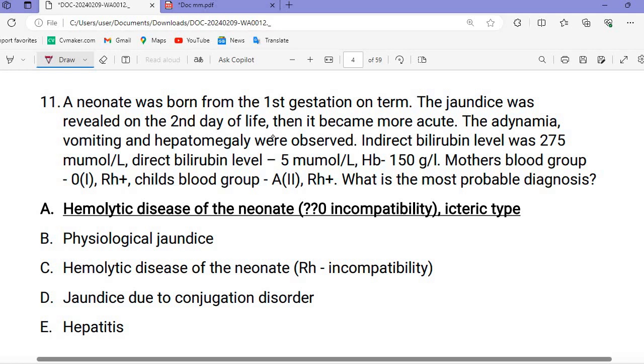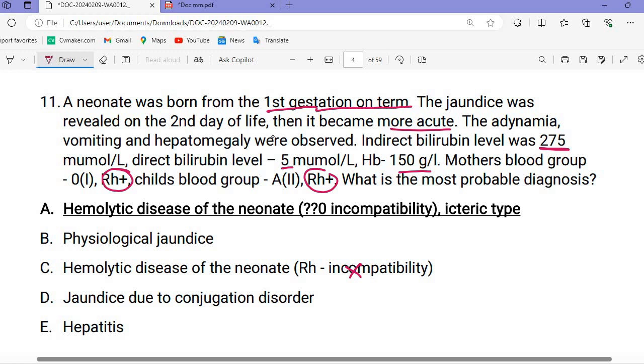A neonate was born from the first gestation at term. The jaundice was revealed on the second day of life. Then it becomes more acute. Anemia, vomiting, or hepatomegaly were observed. Indirect bilirubin level was 275. Direct bilirubin is 5. See, the indirect bilirubin is much more than the direct bilirubin. Hemoglobin is less. Mother blood group is O1 Rh positive. Child blood group is A, Rh positive. So both are Rh positive, so this cannot be Rh incompatibility.